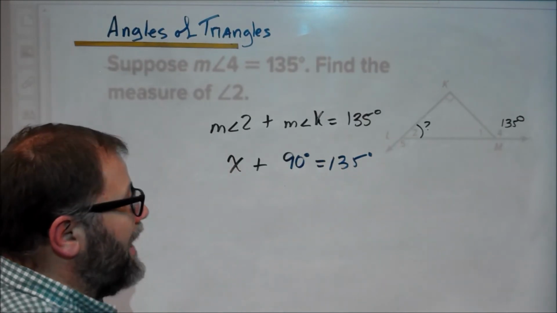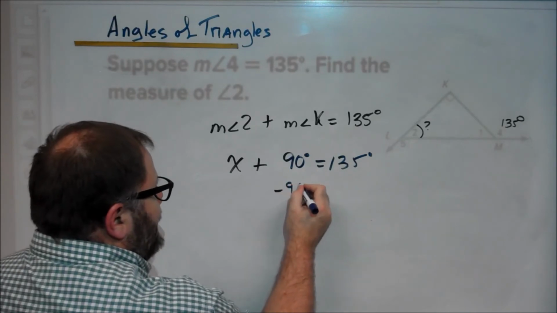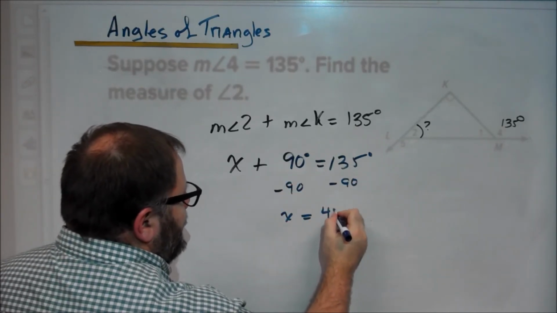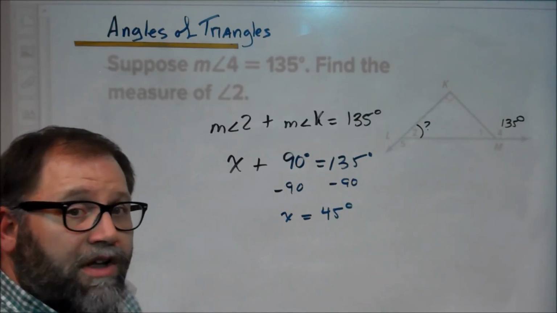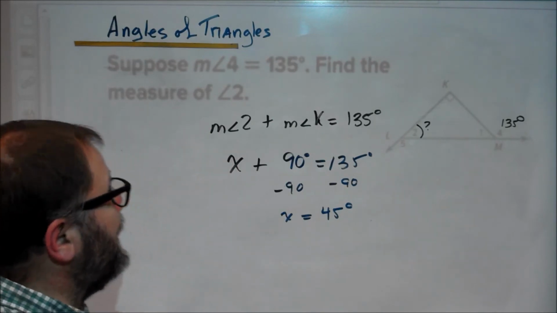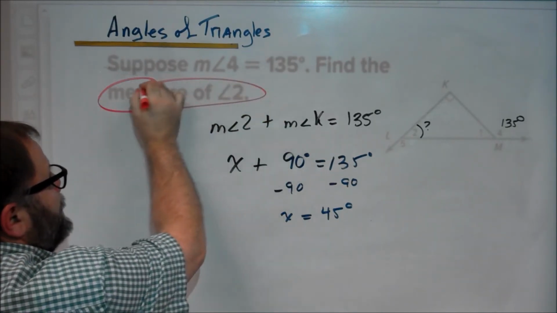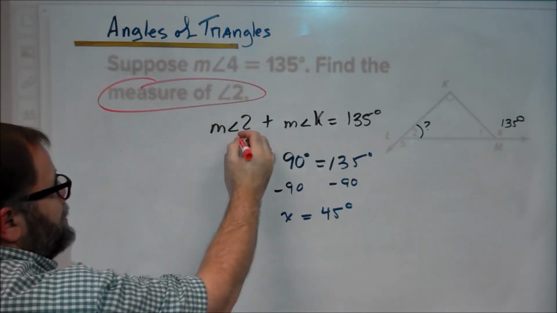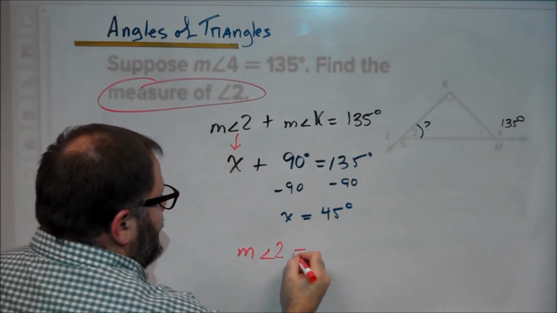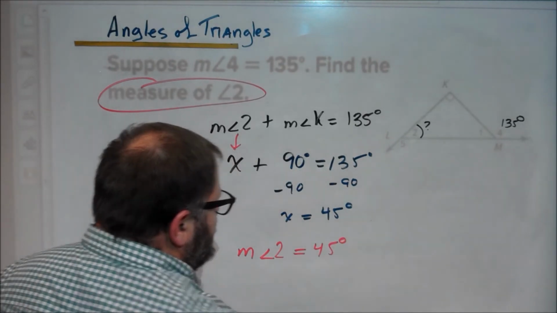So now we're solving for x, and we subtract 90, and we get x equals 45 degrees. That technically is not what we're looking for, though. What we are looking for is the measure of angle 2. Now the measure of angle 2 was x for us, so we're going to say the measure of angle 2 equals 45 degrees.